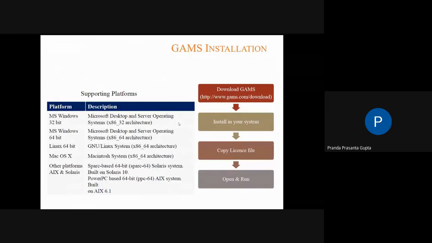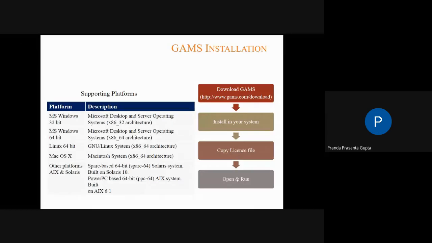Whenever installing GAMS on our PC, first of all, we have to choose the platform. If you install it on 32-bit, it can also run on 64-bit. If you have 64-bit, then 64-bit also. So these are the installation ways of how to install GAMS on your PC.